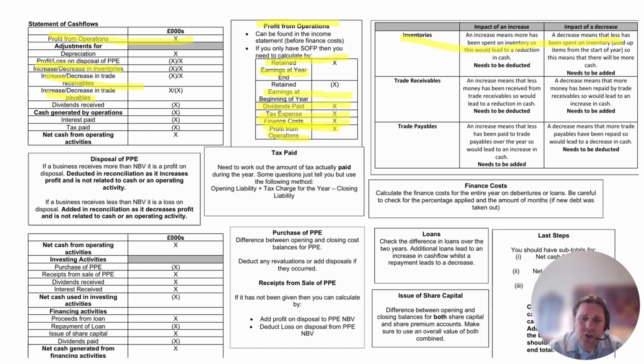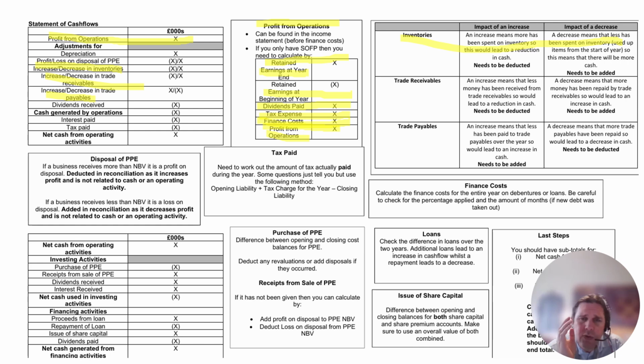So if inventories go up over the 2 years, so it's a higher value, that means the business has invested more in inventory. So inventory's gone up, we've invested more, which therefore means we have spent more money. So we're going to deduct that from the profit, so we've got a cash outflow. If inventories goes down, that means we're using up the inventory that we hold in stock. So we've got a cash benefit there. So we're going to add that back. So we're not replacing it.